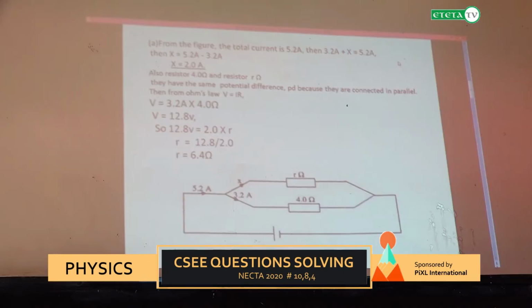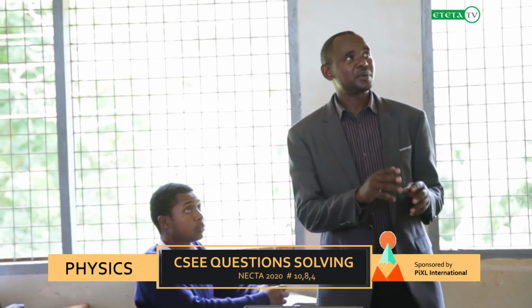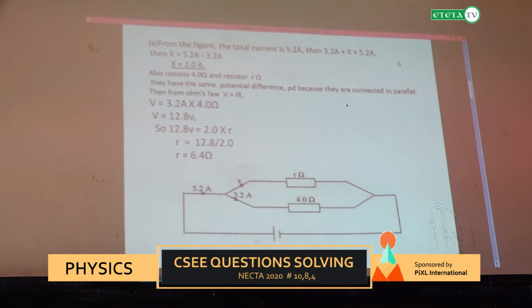Good. Now we are going to find the resistance labeled R. We have two resistors, the resistor labeled 4 ohms and the resistor labeled R ohms. We know that for resistors connected in parallel, the potential difference is the same. So let us find the potential difference across the 4 ohm resistor, because the current is given, it is 3.2.